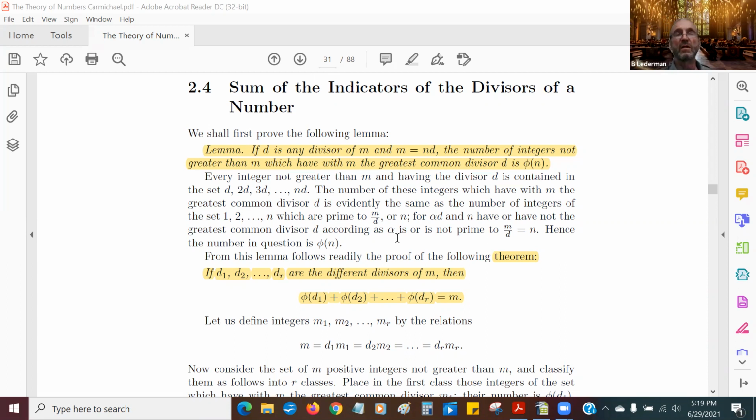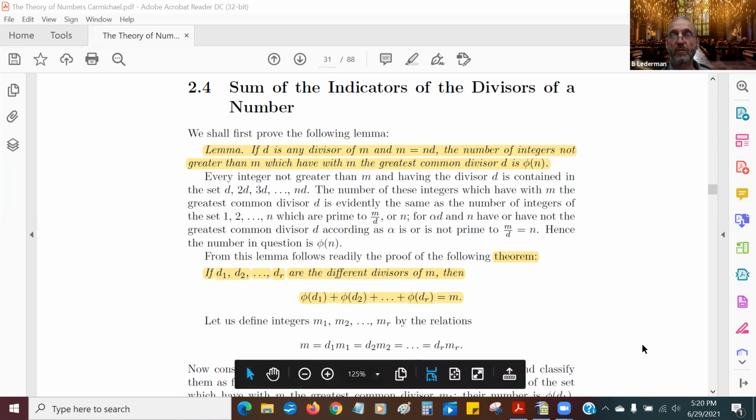Now from the lemma, we can prove this amazing theorem. If I take all the divisors of a number and lay them all out, D1, D2, up to DR, where R is just some number, it doesn't have to be the biggest, that's just the order I'm doing it in. Then if I take the phis of all these divisors, I wind up getting the original number M. So phi of D1 plus phi of D2 plus up to phi of DR is equal to M. And that is really amazing.